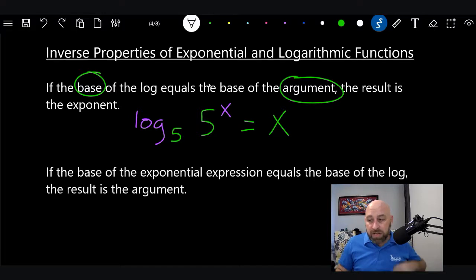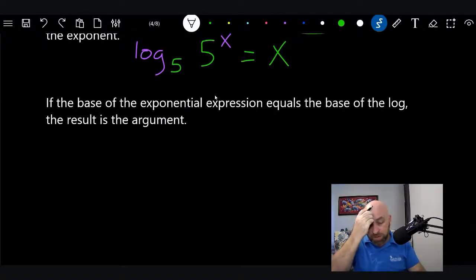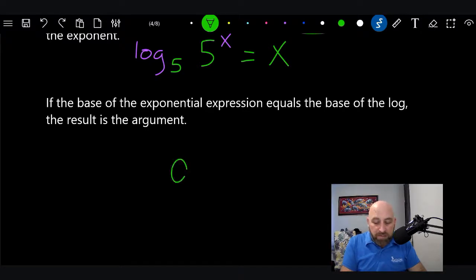The second thing here is if the base of the exponential expression equals the base of the log, the result is the argument. What does that mean? Well, if we have a to the log base a of x, we haven't really seen that yet, but now we have a log up in the exponent.